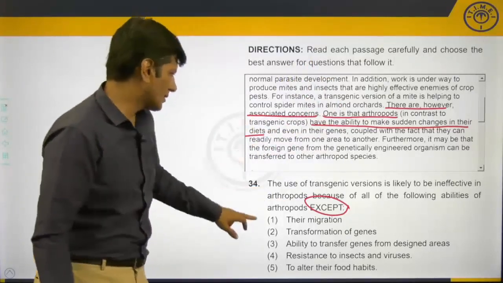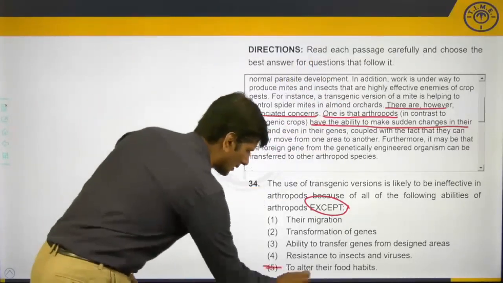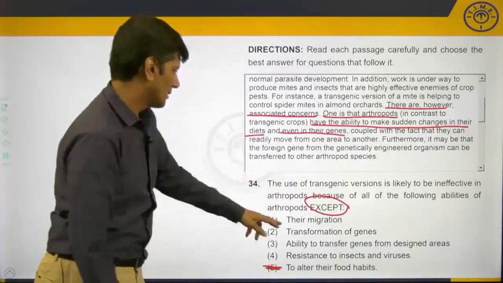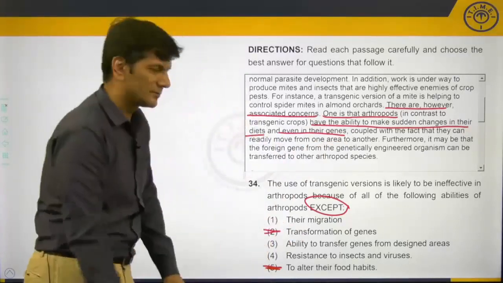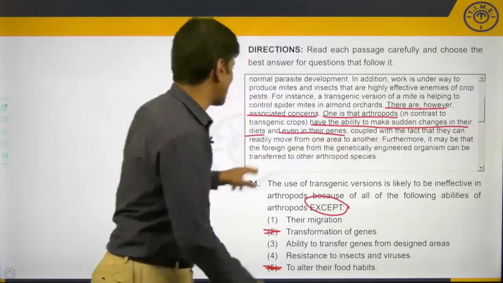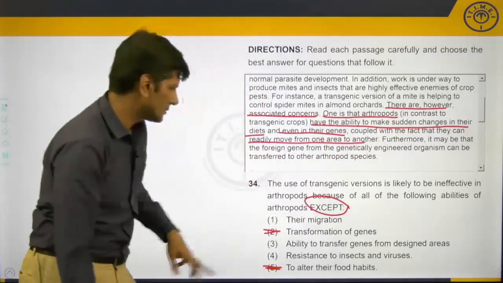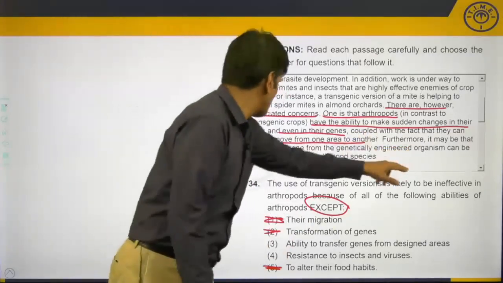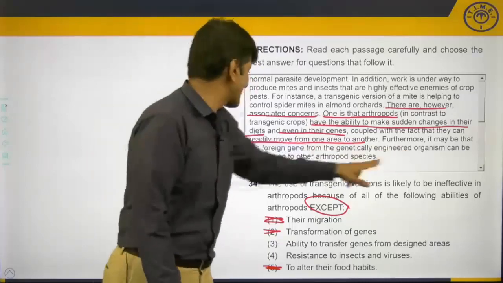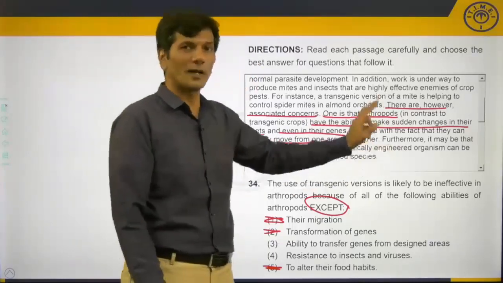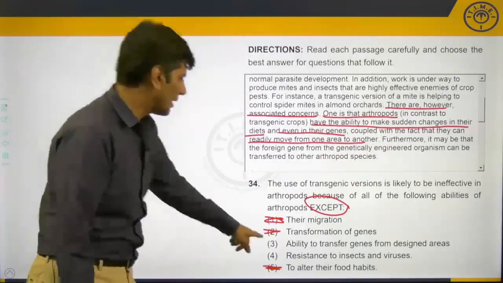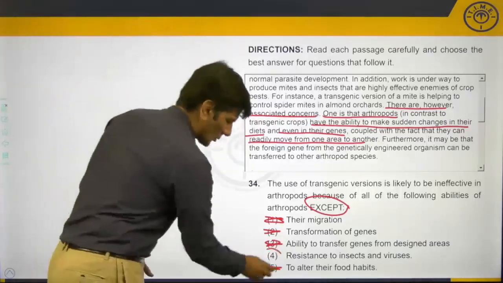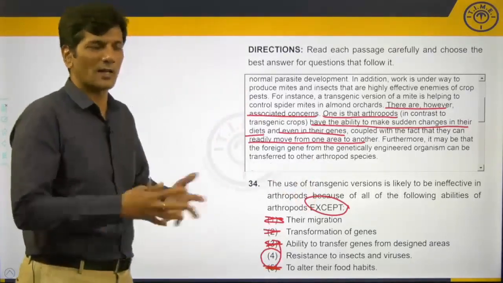Ability to make changes in their diets, where do we have that? Altering their food habits is given. And even in their genes, transformation of genes is given. Coupled with the fact that they can readily move from one area to another, their migration is given. Furthermore, it may be that the foreign gene from the genetically engineered organism can be transferred to another arthropod species, which would mean that the ability to transfer genes is given. So, what is not given is answer option 4. Resistance to insects and viruses is not given. That's your answer.